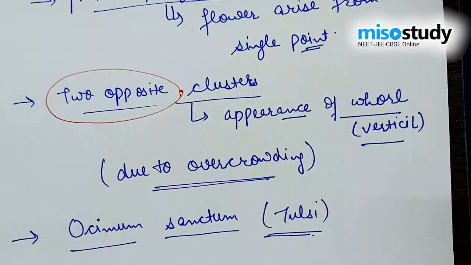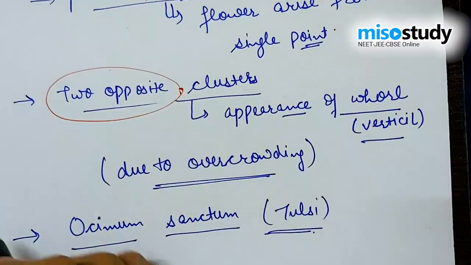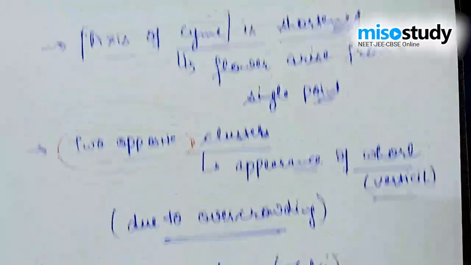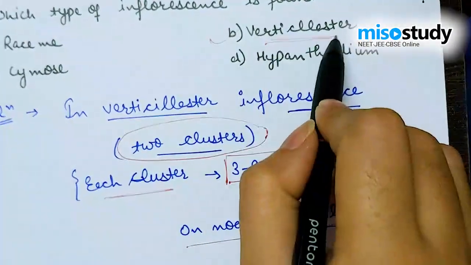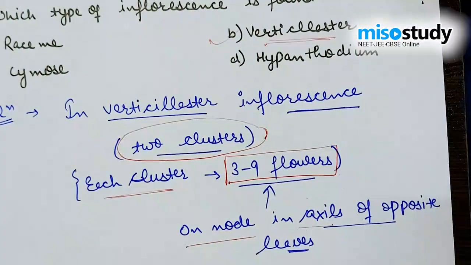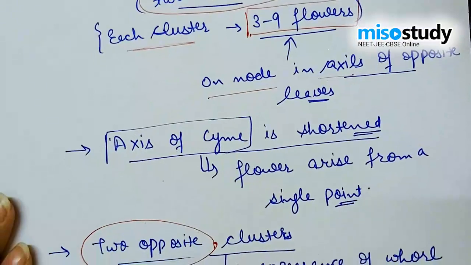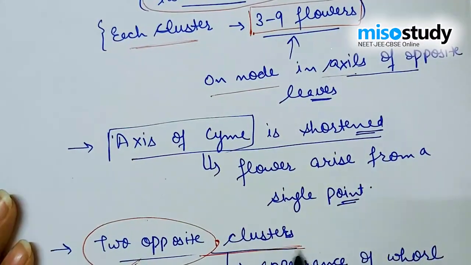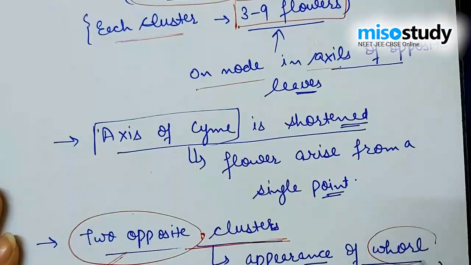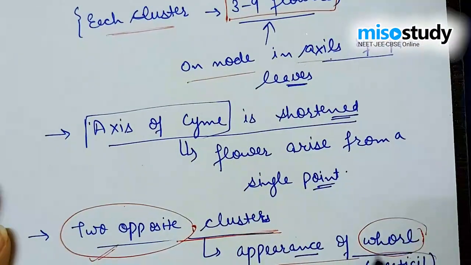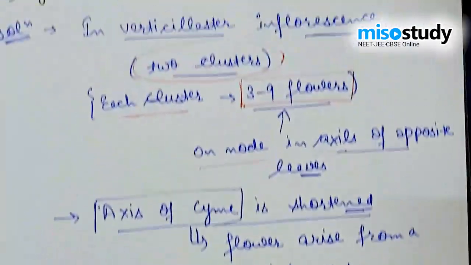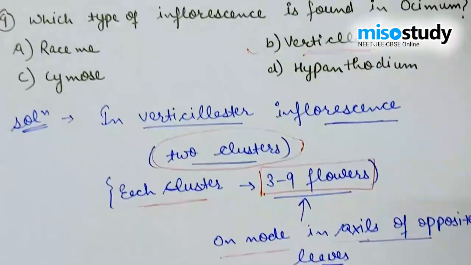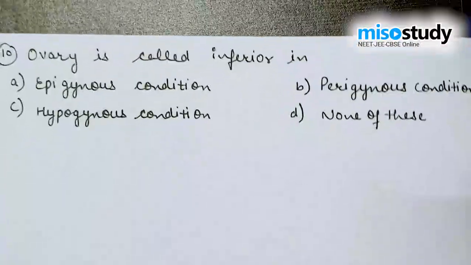So according to the discussion, in Ocimum sanctum, the right answer is Verticillaster inflorescence, in which they are arranged in two clusters, and these clusters are oppositely arranged to each other even in the presence of whorl or the verticille. So the right answer for the question is Verticillaster. Let's move on to the next question.